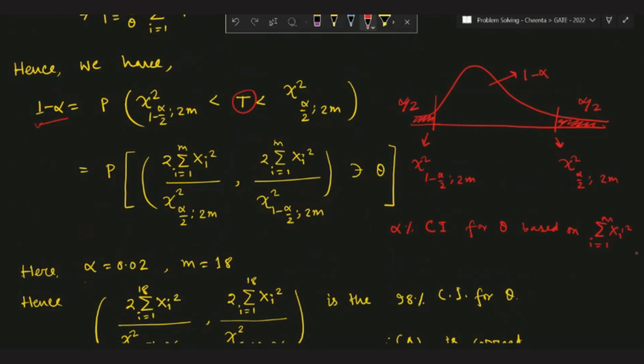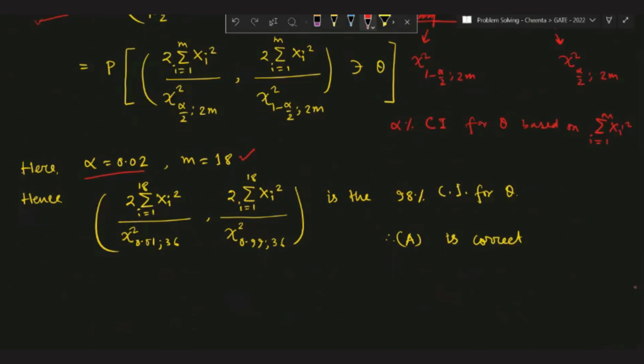So here alpha is 0.02, as we have to find the 98% confidence interval, and the sample size is 18, m equal to 18. So hence 2 into summation Xi square divided by chi-square 0.01 comma 36, and 2 into summation Xi square, i equal to 1 to 18, divided by chi-square 0.99 comma 36 is the 98% confidence interval for theta. Hence, option A is correct.